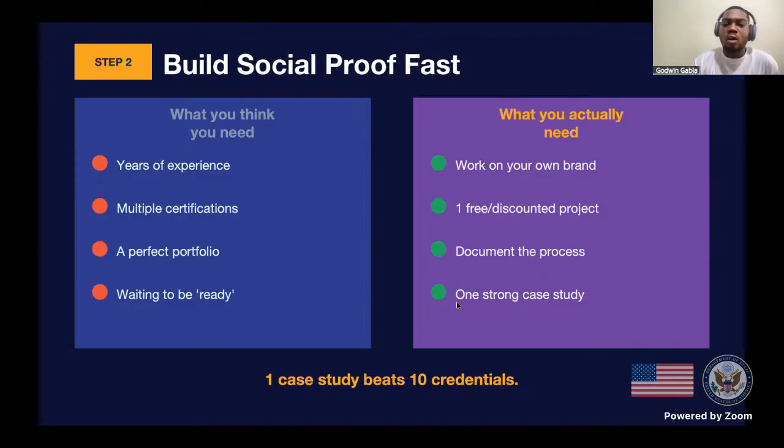Then create one strong case study. So based on the freebies or the discounted projects that you've done, make sure that you create one strong case study. Pick one of them and say, this person had... I'll go into the details of how to create this in the future slides, but I'll just touch on it briefly.